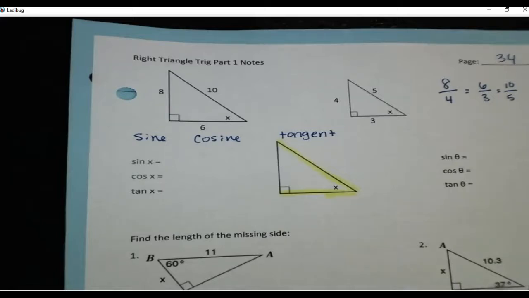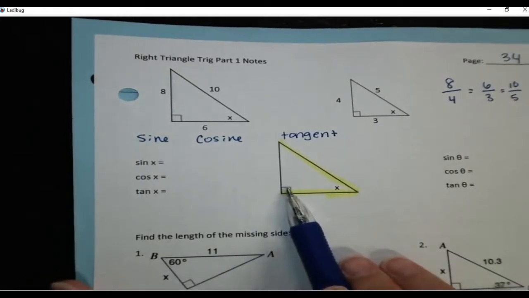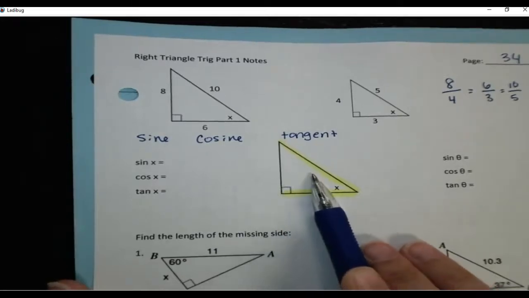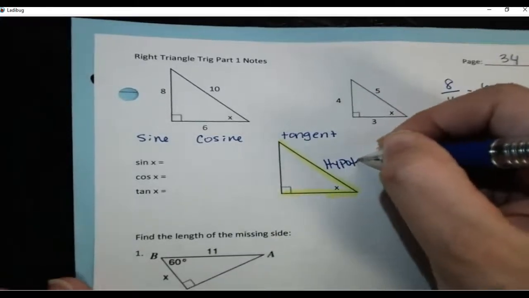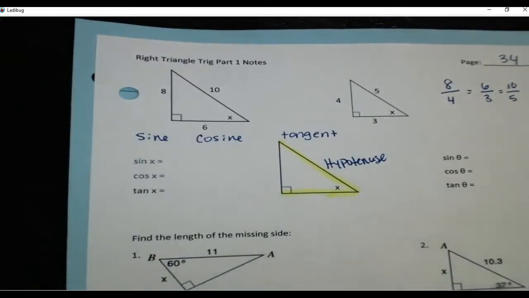Now we're going to label our sides either the hypotenuse, the opposite side, or the adjacent side. So if I'm looking at this, here's my right angle. Where's the hypotenuse from the right angle? Where is it located? Straight across. So the hypotenuse is always across from the right angle. Always. It's also always going to be highlighted.